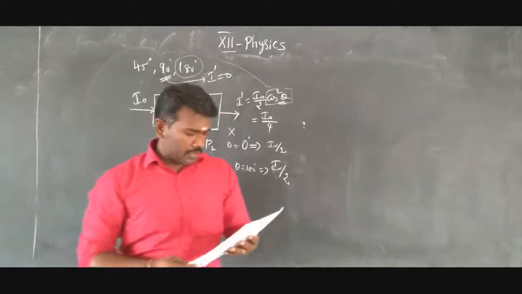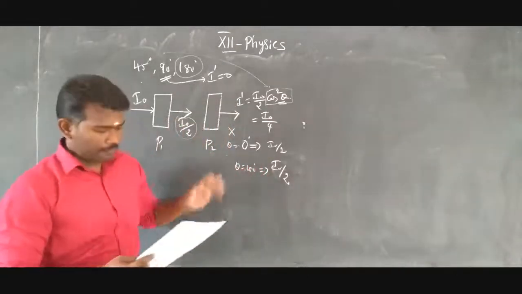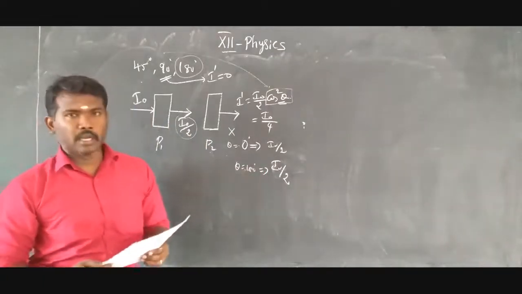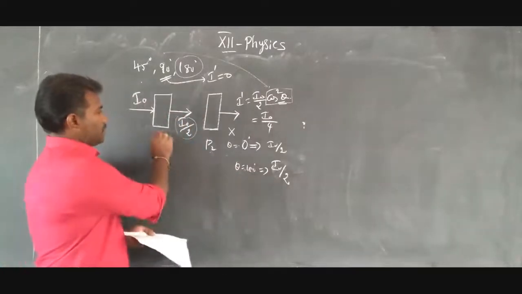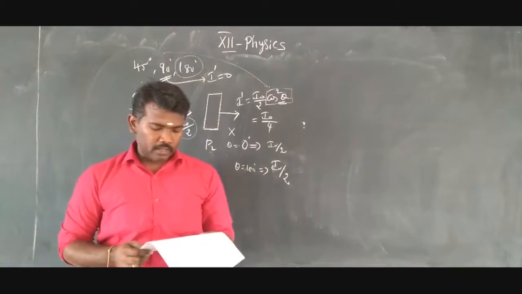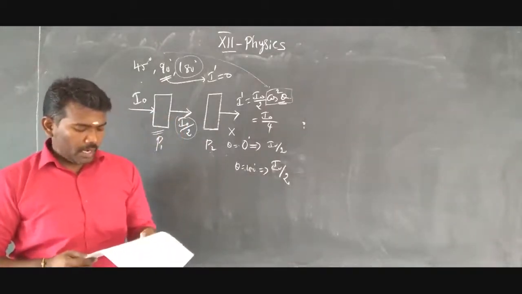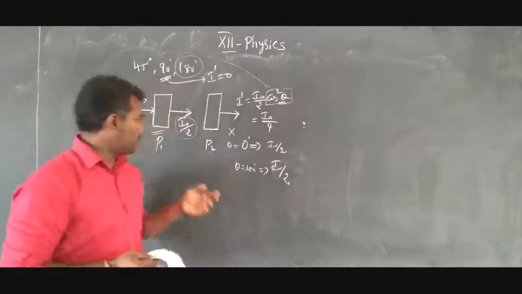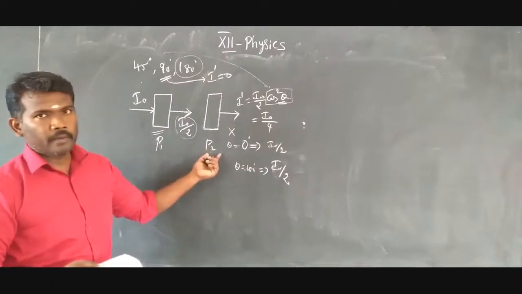And the next question, same concept. We get two polaroids parallel to each other. Now I am going to rotate the first polaroid between 0 degree and 90 degree. Calculate the variation of intensity of the light transmitted by the first polaroid. We fix the second polaroid.